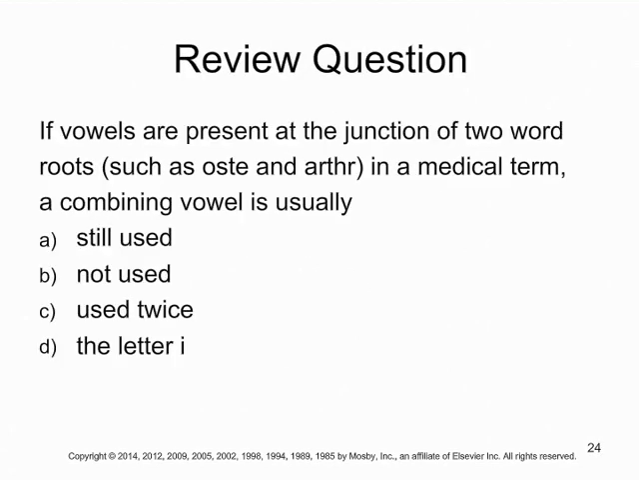So a review question: if vowels are present at the junction of two word roots in a medical term, a combining vowel is usually... So what this means is if I'm putting things like oste and arthr together, do I need to add an extra vowel in between? And the answer is A, yes. Even if there is a vowel, anytime you join two word roots together, we usually still add that extra vowel.